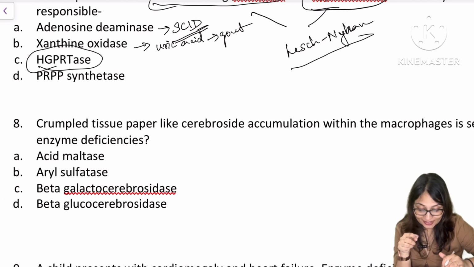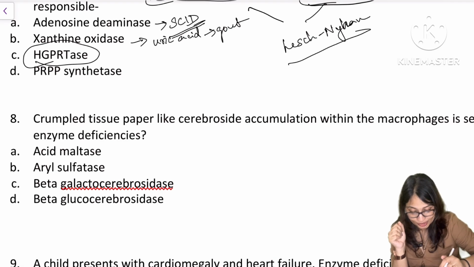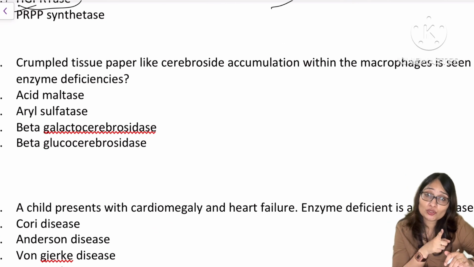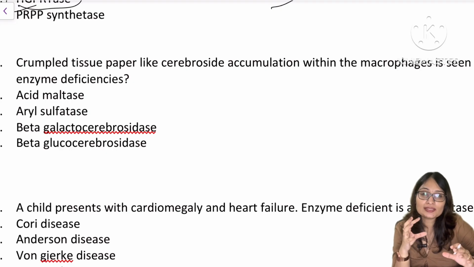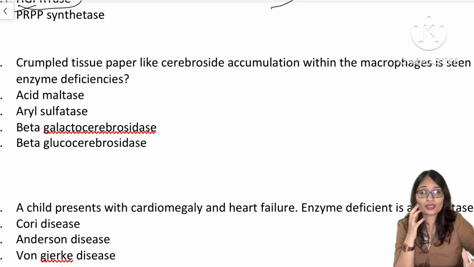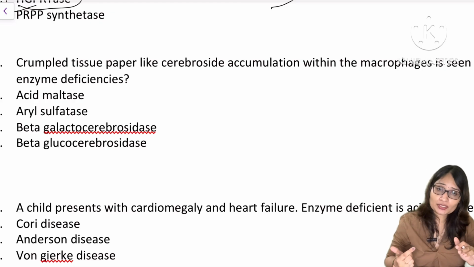There is yet another question from the sphingolipidosis topic in this paper. As I told you, sphingolipidosis, glycogen storage disorders, and mucopolysaccharidosis, these three are major domains from which you can expect direct questions.